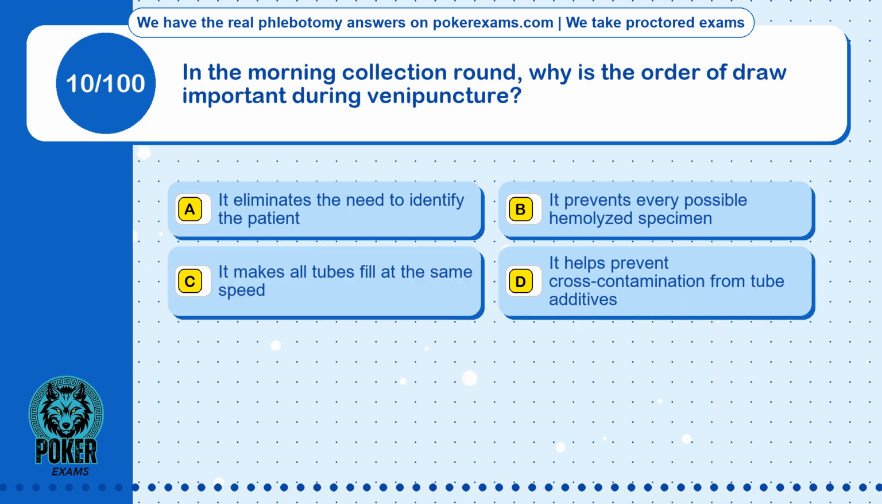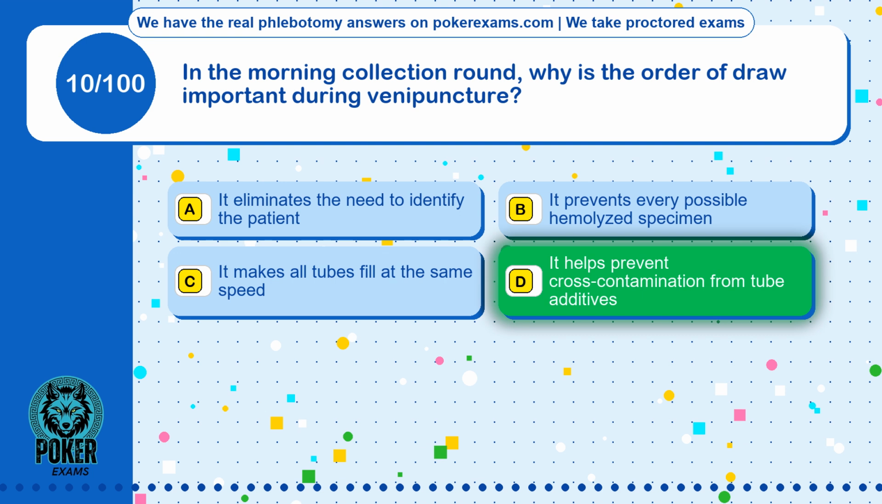Question 10. In the morning collection round, why is the order of draw important during venipuncture? Option A. It eliminates the need to identify the patient. Option B. It prevents every possible hemolyzed specimen. Option C. It makes all tubes fill at the same speed. Option D. It helps prevent cross-contamination from tube additives.